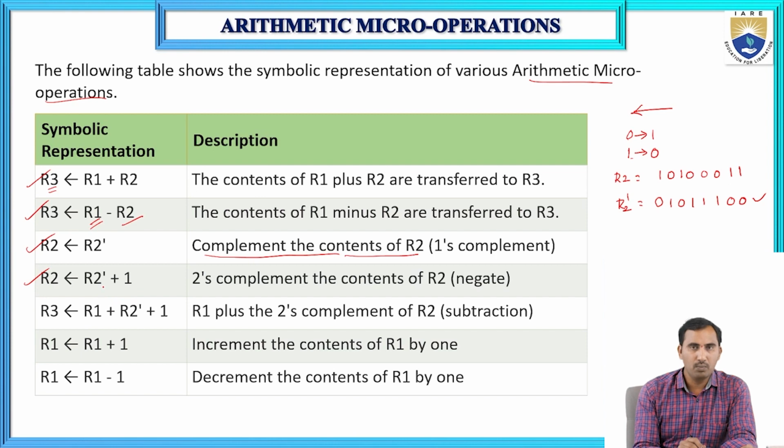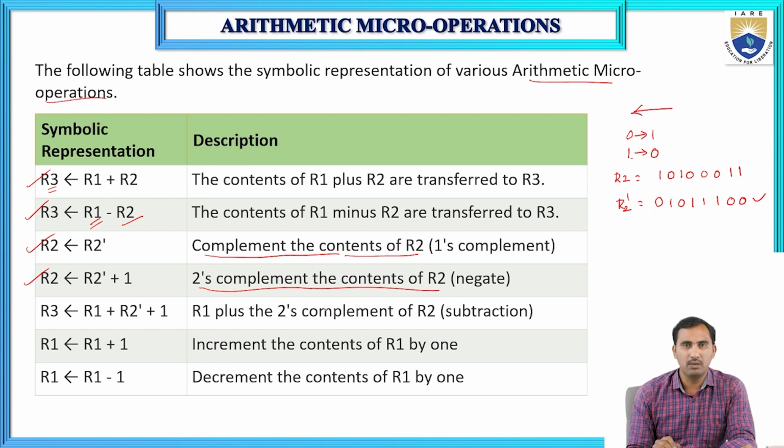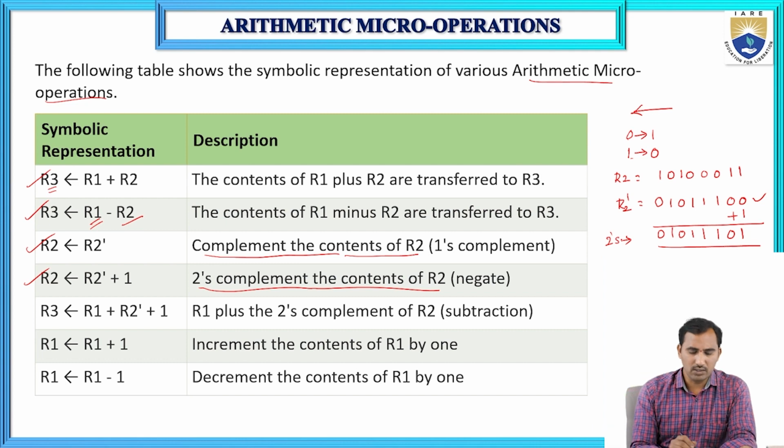Then R2 dash plus 1. That means it is the 2's complement of the contents of R2. 2's complement means 1's complement plus 1, adding 1. So simply by adding plus 1, it gives the 2's complement, 0 1 0 1 1 1 0 1. So it is the 2's complement of R2. 2's complement of R2 means R2 dash plus 1.